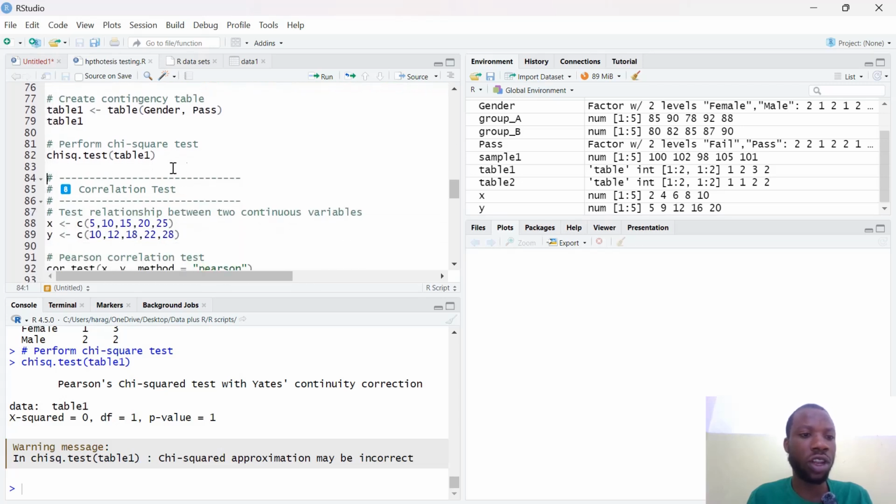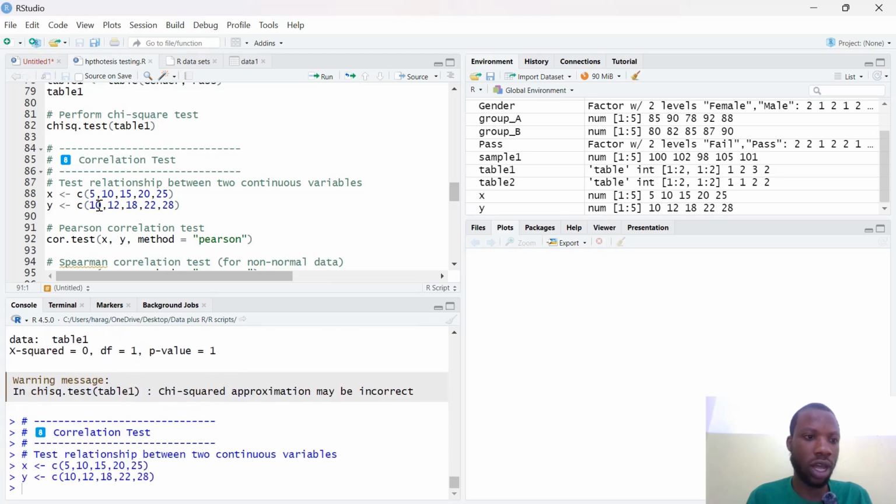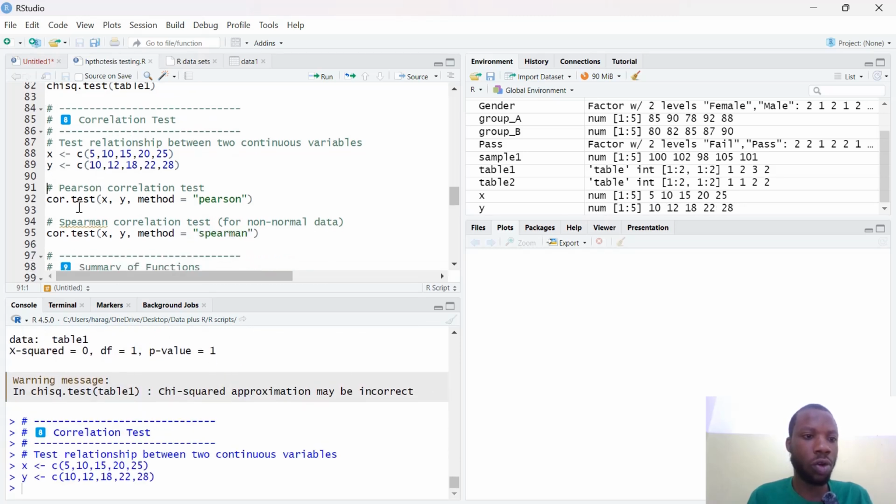Those are the correlation tests. We are trying to see if there is a relationship between two variables, which are also numeric. Looking for the relationship between two continuous variables, we also use correlation analysis. We are trying to see if this x and y have a relationship. We do cor.test. We put x, the independent variable, and y, the dependent variable, and the method is Pearson or Spearman. We are looking at non-normal data.